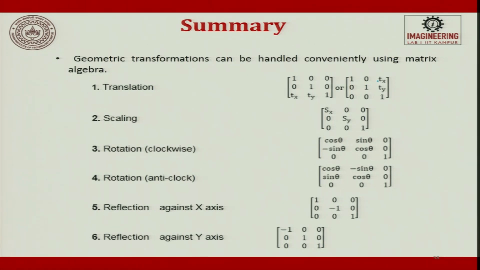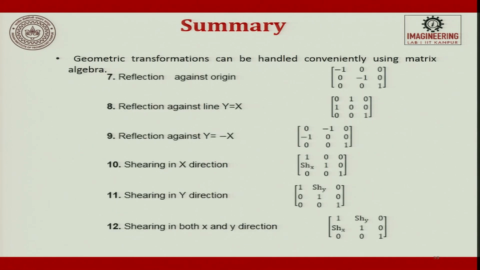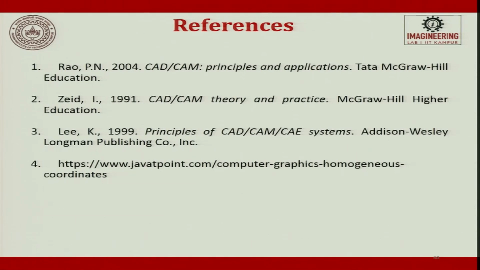To summarize, these are the formulas which we saw in this lecture. So, translation, how do we do? Scaling, these are all for 2D. So, summary for 2D. And rotation about clockwise, rotation about counterclockwise, reflection about x and reflection about y. You can also have a reflection about a line. Then reflection about an origin, then reflection against a line. You can have y equal to x, y equal to minus x. You can also have shearing. Shearing is nothing but indifferent scaling, shearing in x, shearing in y, shearing both x and y. So, these are the reference.